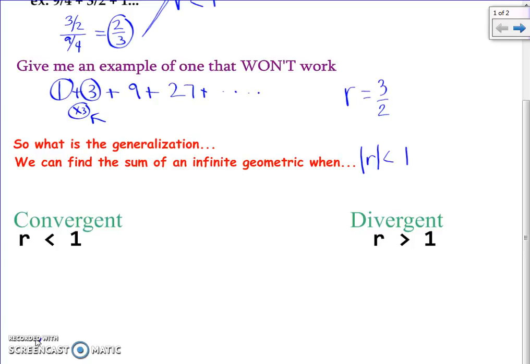Okay, so this is going to be part of your homework, these two vocab words. Convergent simply means that you can find the sum because the numbers are getting smaller, your common ratio is less than 1. And divergent simply means that they're getting bigger. They can be getting bigger towards the positive or bigger in a sense towards the negative. But if they are getting closer and closer to 0, then we can find the sum. Okay.